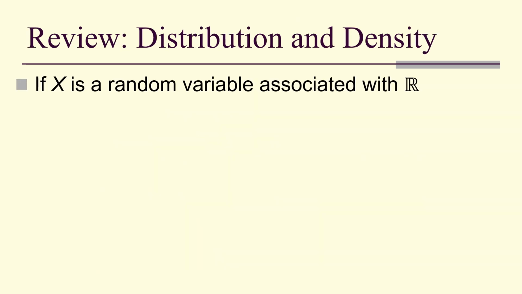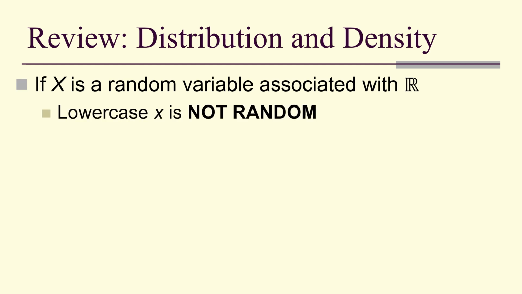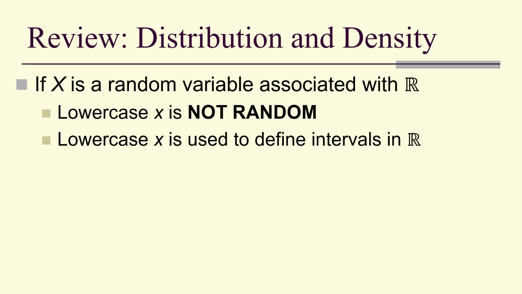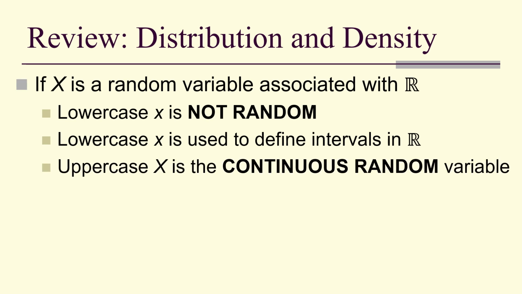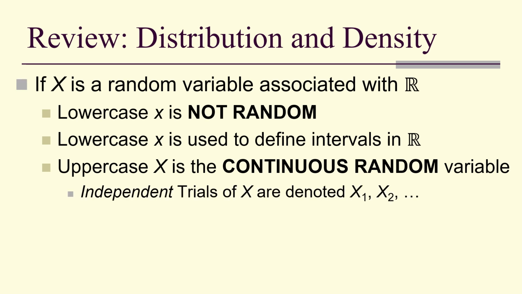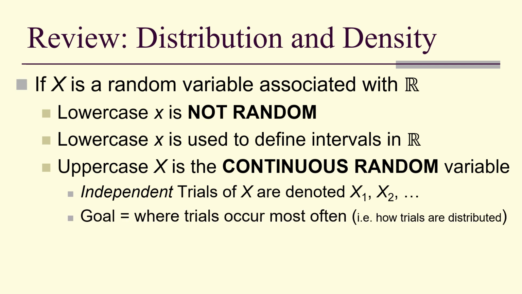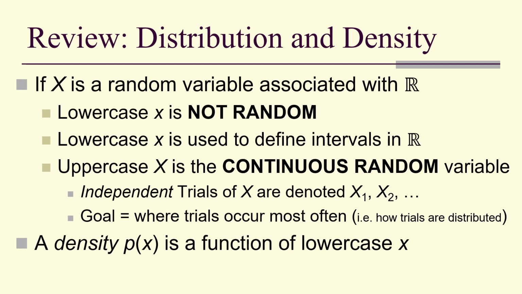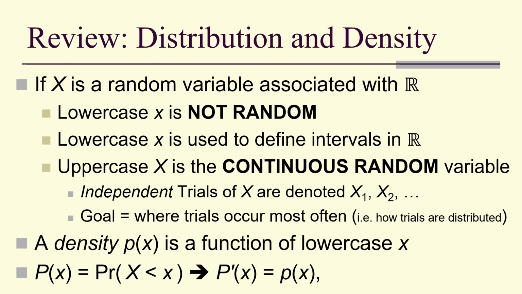So let's review. If X is a random variable associated with R, the lowercase x is not random. The lowercase x is used to define our intervals. Uppercase X is the continuous random variable. And we're going to look at independent trials of uppercase X, which we'll denote X of 1, X of 2, all uppercase. Our goal is to determine where these trials occur most often, how the trials are distributed. A density, p of x, is a function of lowercase x. And the cumulative distribution function, P of x, is the probability that uppercase X is less than x. So therefore, p prime is our density function, and the integral from negative infinity to x of p of u is our cumulative distribution.